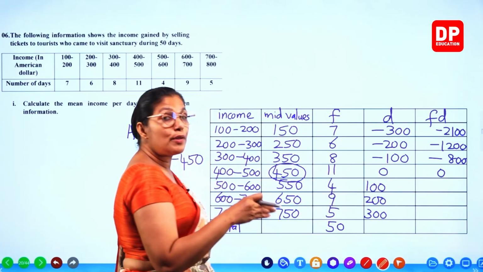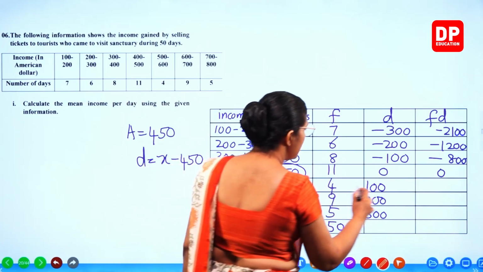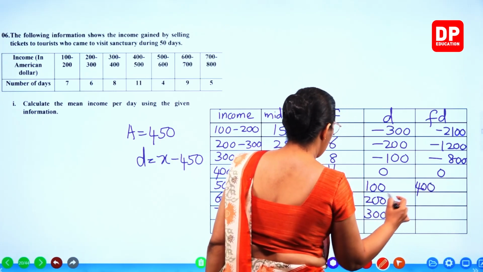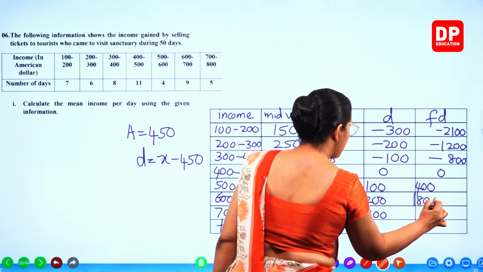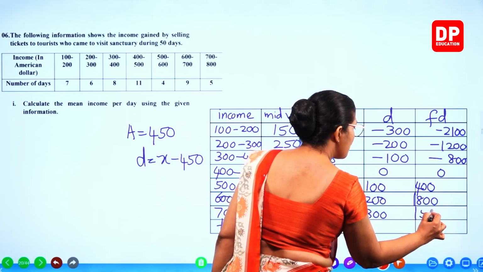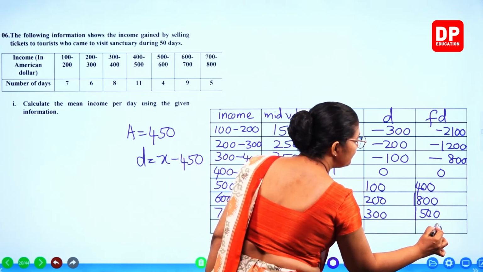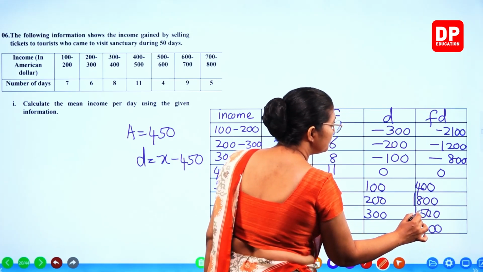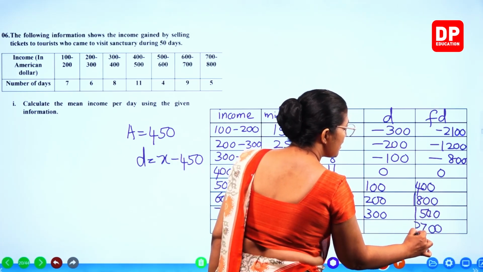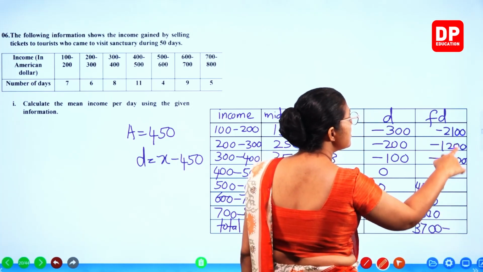Now you can write down the positive values towards left side. 400, 1800 and 1500. Add the positive values. 3700. Add negative values here.